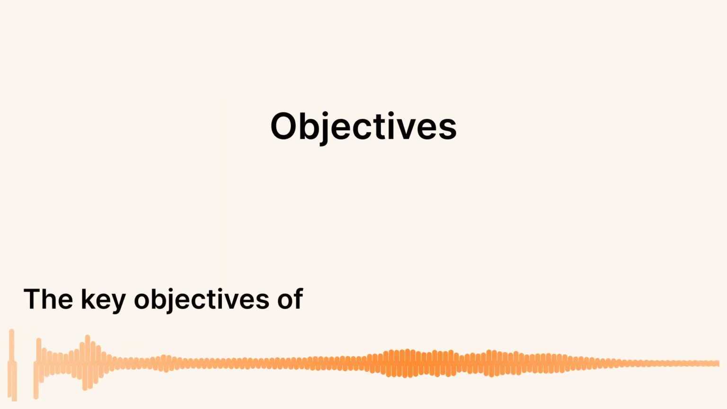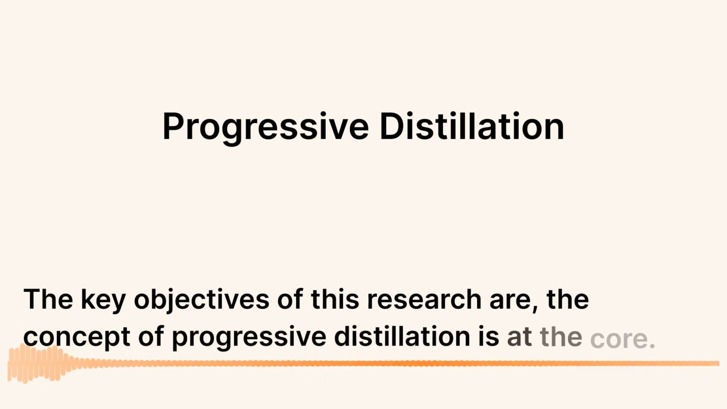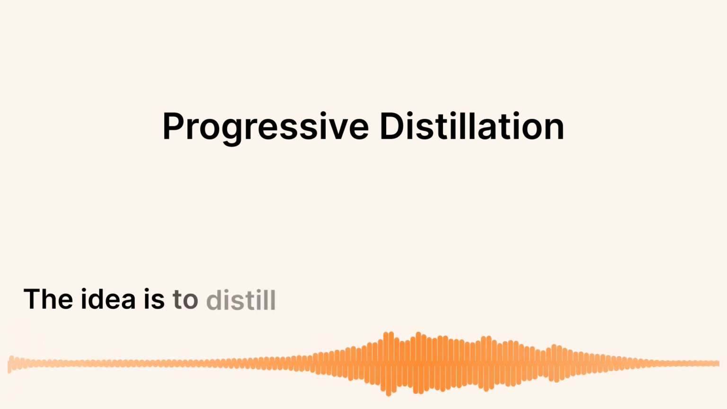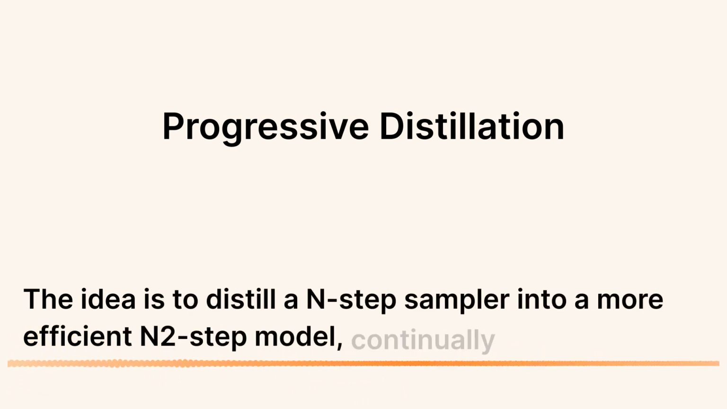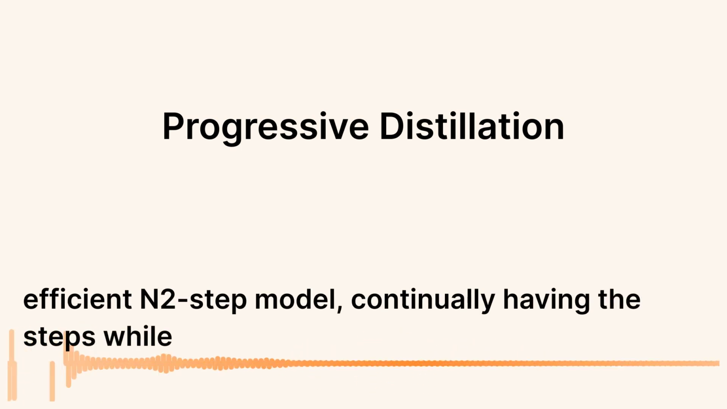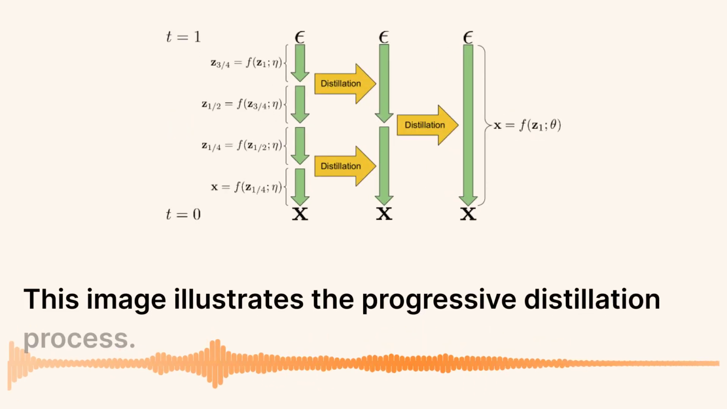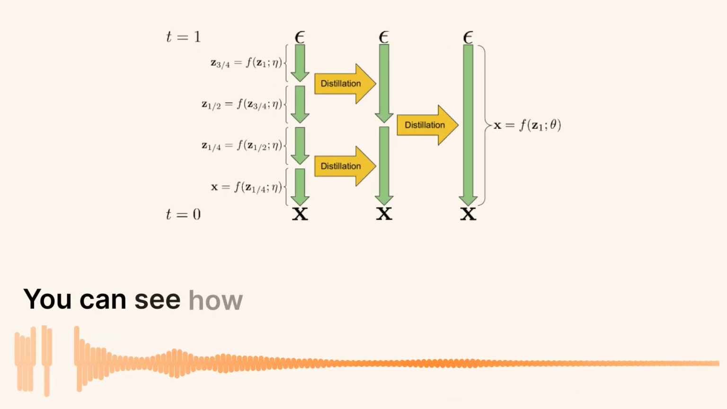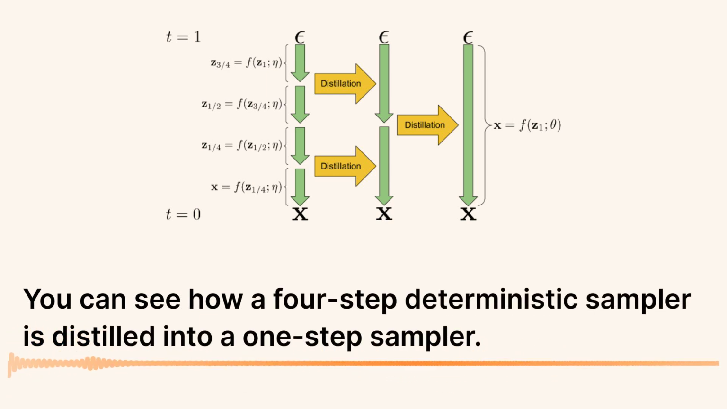The key objectives of this research: the concept of progressive distillation is at the core. The idea is to distill an n-step sampler into a more efficient n/2-step model, continually halving the steps while retaining quality. This image illustrates the progressive distillation process. You can see how a 4-step deterministic sampler is distilled into a 1-step sampler.